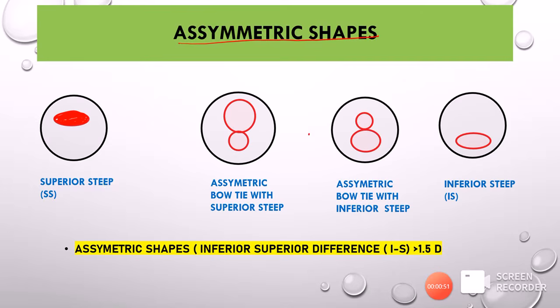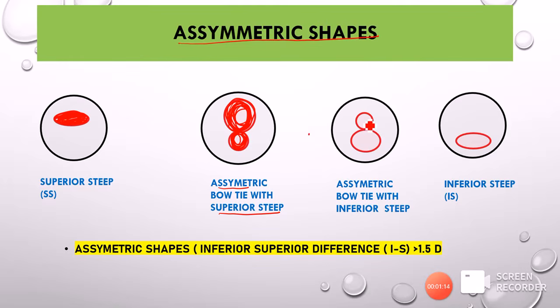Or you can get a bow tie, but this bow tie will not be symmetrical. So you can see this is a bow tie shape. There are two circles which I have drawn, but the upper one is bigger than the lower one. That means there is an asymmetrical bow tie, and because the upper one is bigger in area, that means the upper one is steeper. Now it could be asymmetrical bow tie with superior steepening.